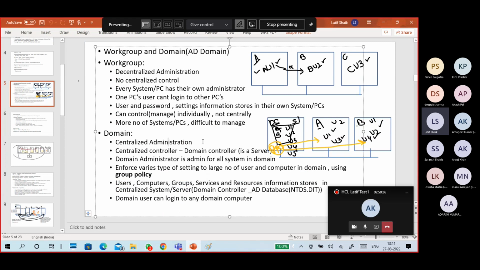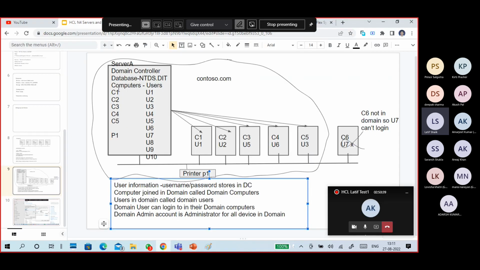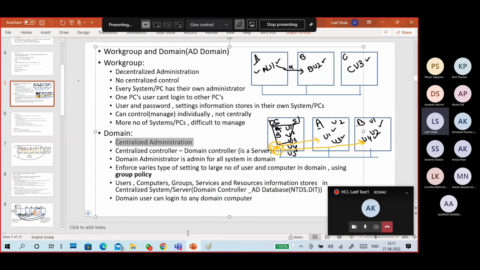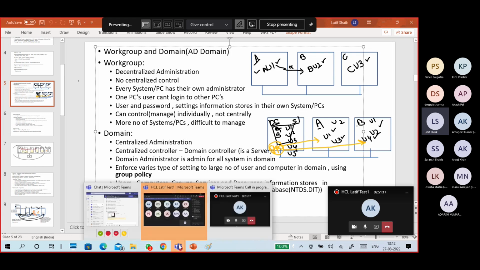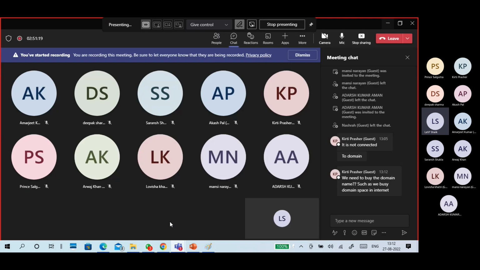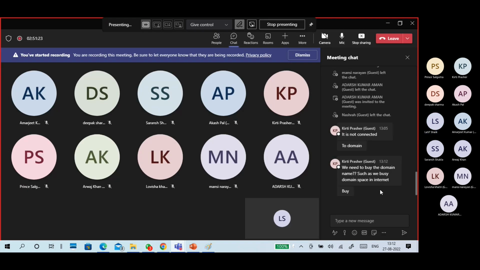Look here. It is a centralized administration. I'm administrating everything centrally. The domain controller is nothing but a server. The domain administrator is an admin for all the systems in the domain. We can enforce various types of settings to a large number of users and computers in the domain using group policy. This is actually the definition of group policy, guys. What is group policy? Enforcing various types of settings to a large number of users, groups, and computers in the domain.